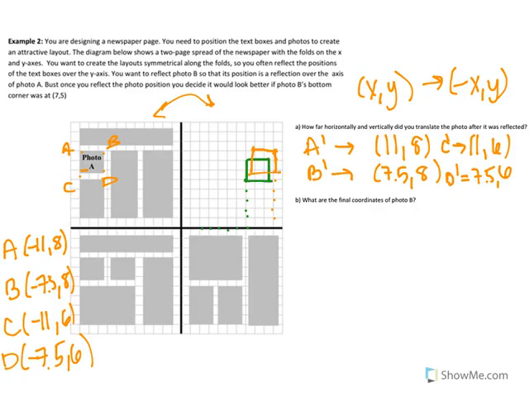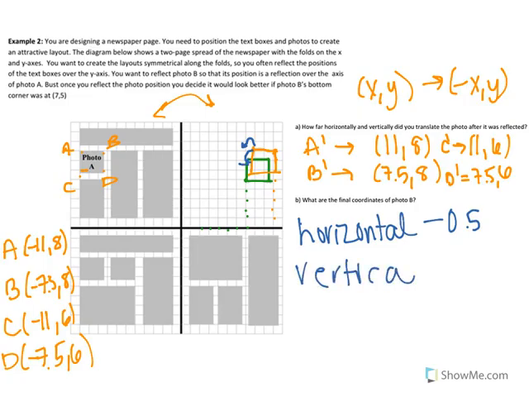So we need to know what transformation happened. So it looks like it's going this way a half. So our horizontal translation is minus 0.5. We're moving it 0.5 to the left. And it looks like it's going down 1, so a vertical translation of -1. So what are the final coordinates of point B? Even without looking at this, we should be able to tell the points. We're going to take these points and change them with this stuff.